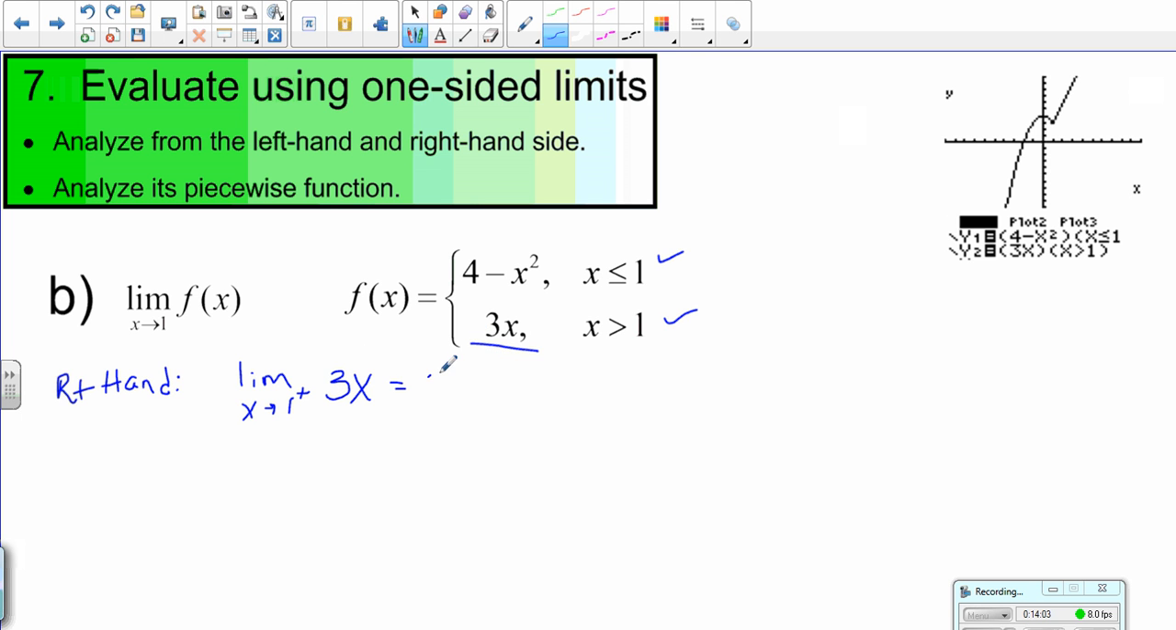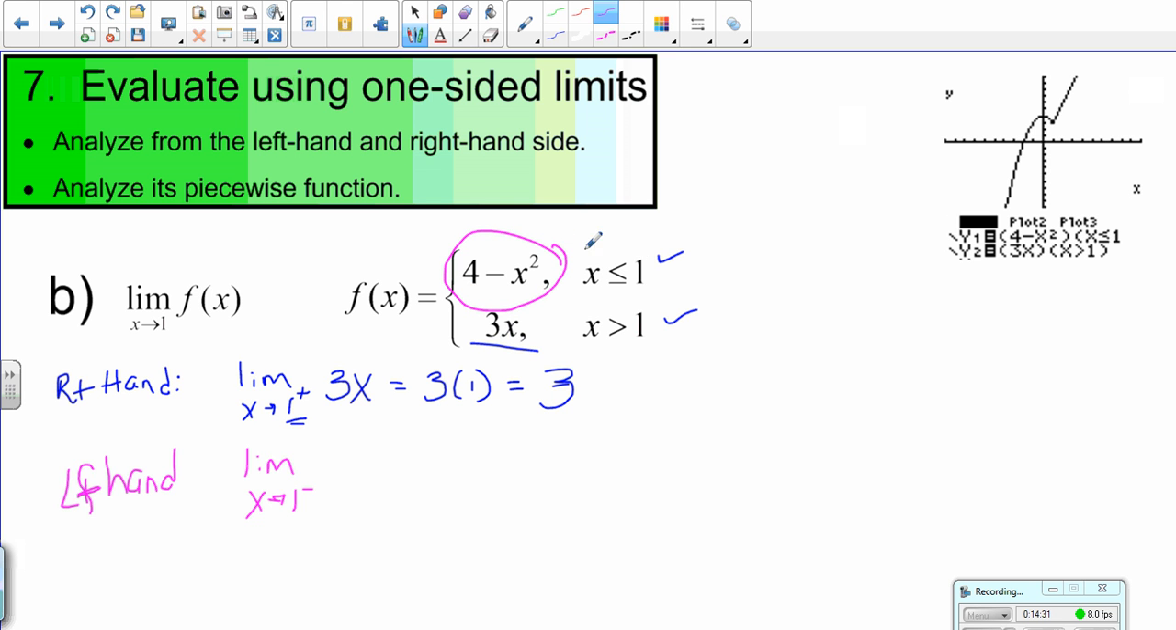That would turn out to be 3 times 1. I'm just going to use substitution of my c value, which was 1, and that gives me a value of 3. From the left-hand side, I'd have a left-hand limit. Let's put an f in there: the limit as x approaches 1 from the left. Now, when I'm smaller than 1, it says use this rule, the piecewise function, 4 minus x squared. Popping in 1, 4 minus 1 squared would be 3 also.